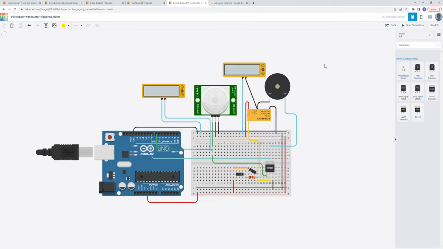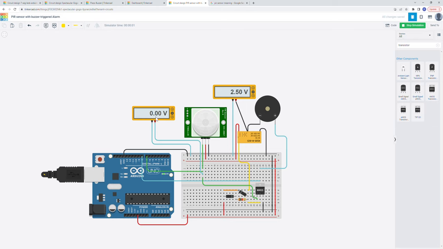And then let's take a look at the simulation. So here the signal level at the output of the PIR sensor is low, 0 volts, and there's a mid voltage level at the output, the negative terminal of the piezo buzzer. So once we apply the movement in the PIR sensor perimeter, this indicates that there is a burglar or a thief, some intruder in the vicinity of the PIR sensor, and then we'll hear the alarm triggered.